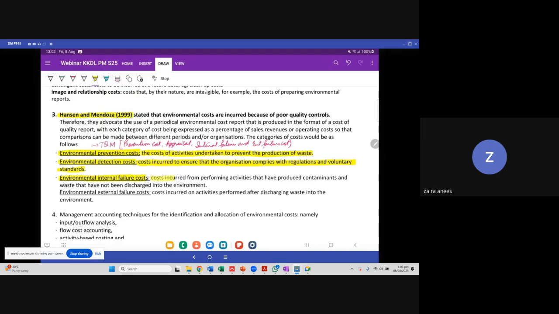So the cost incurred from performing activities that deal with contaminations and wastage that have been produced but not yet discharged into the environment. Whatever you are doing before discharging to the environment basically comes under the heading of internal failure cost.